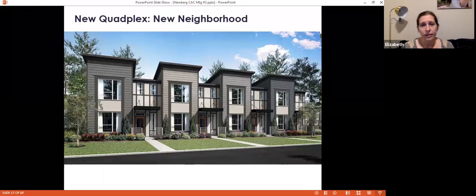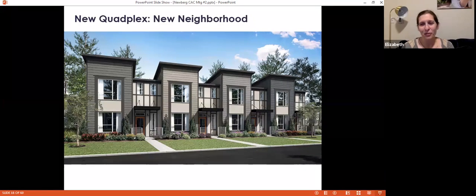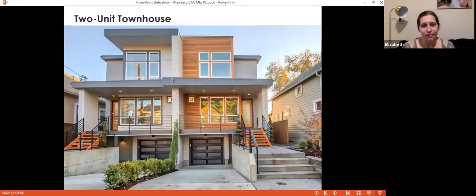Next. And then there's also opportunities for these quadplexes in a new neighborhood. This one is from South Hillsborough. Lennar Homes is building this one. I just found it fascinating to find an example of a new quadplex being marketed. So here's one that they've come up with. Next. And then we move into the townhouses and getting a sense of the range of those.